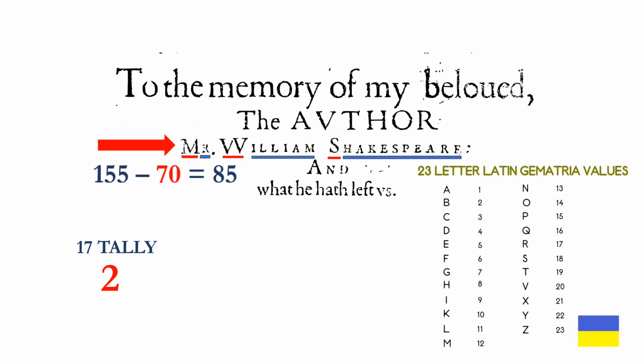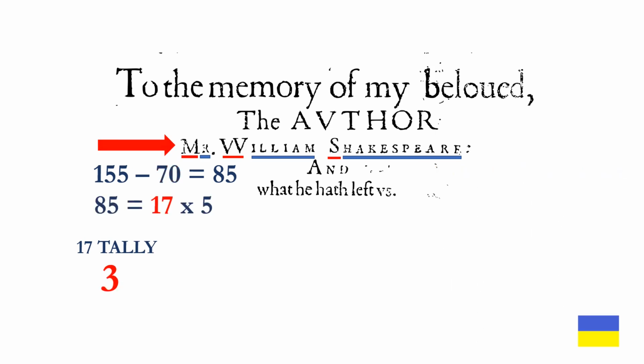In our second gematria sum puzzle, we add up the values of all the uppercase letters that are underlined in blue and subtract from them the uppercase letter values that are underlined in red. 155 minus 70 equals 85. 85 is 17 times 5.